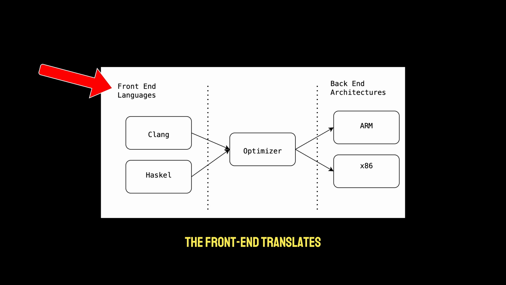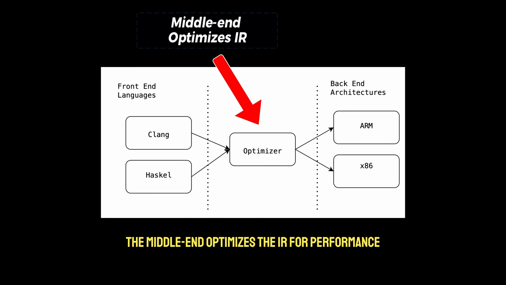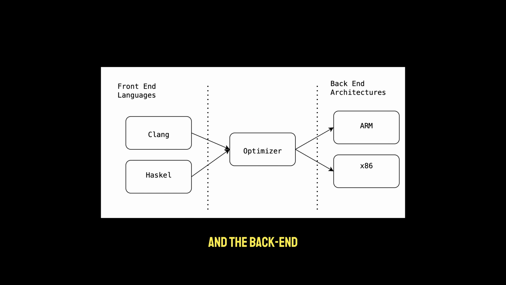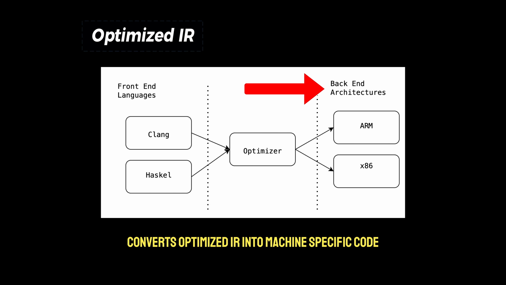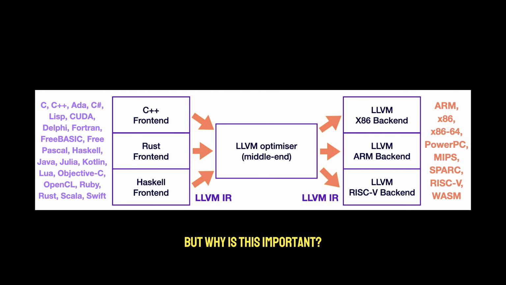The front end translates source code into an intermediate representation, or IR, which is a universal, machine-agnostic form. The middle end optimizes the IR for performance and removes redundancies. And the back end converts optimized IR into machine-specific code, for example, for x86 or ARM architectures. But why is this important?